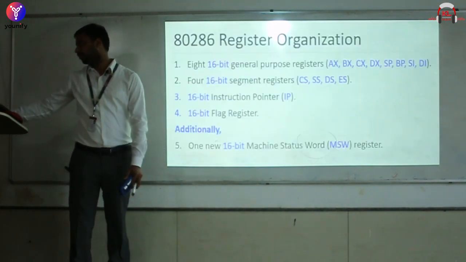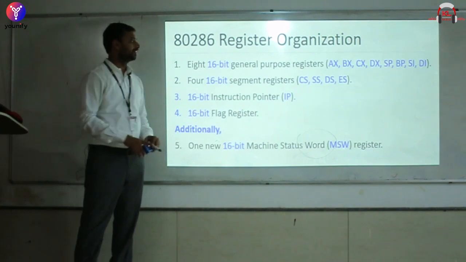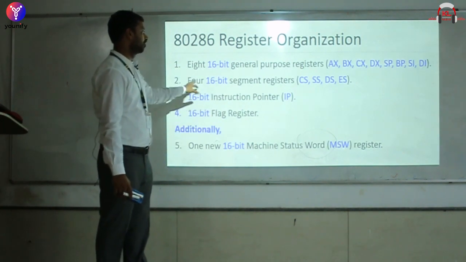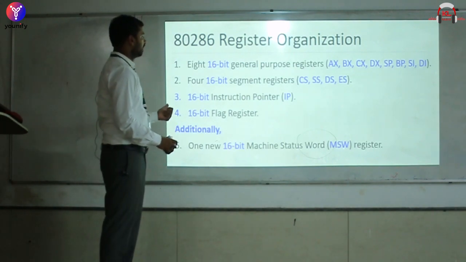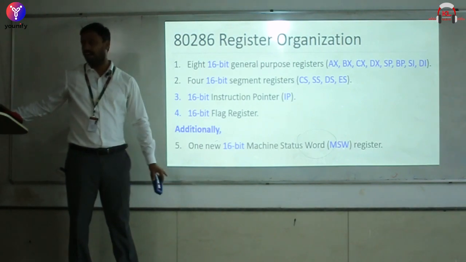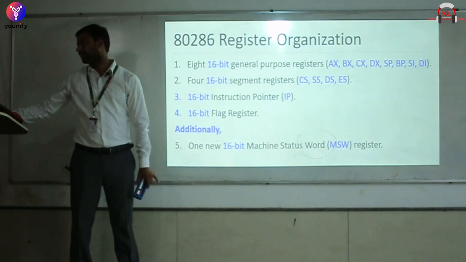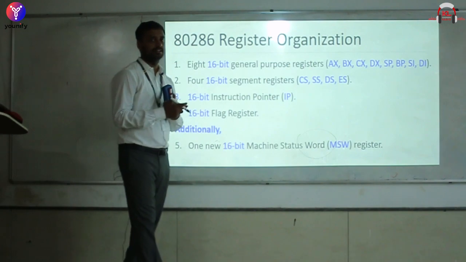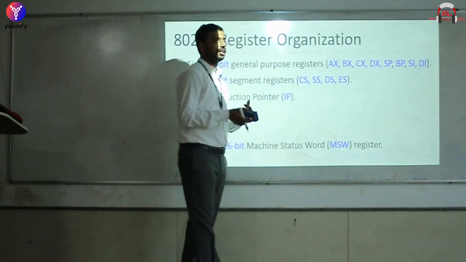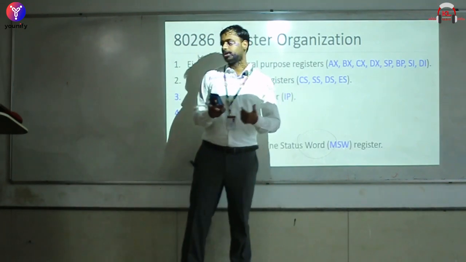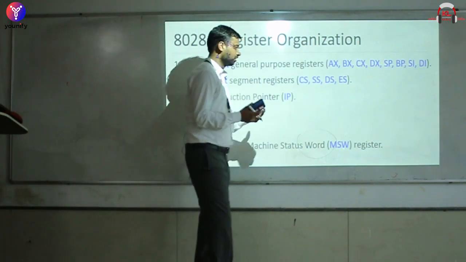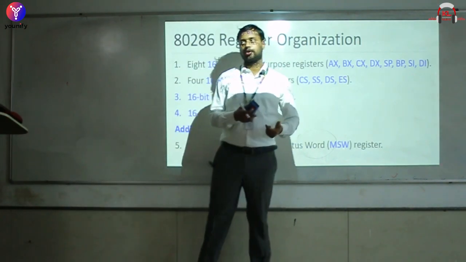Before we go into the protected virtual mode, the set of registers that we have in the 80286 are the same as the 8086 because it's a 16-bit processor. We have all the same set of registers, and additionally we have one thing called the machine status word, which is an extension of our 16-bit flag. The 80286 came with an additional 16-bit flag, which adds up to a total of 32 bits, which is prepared for future generations of processors.